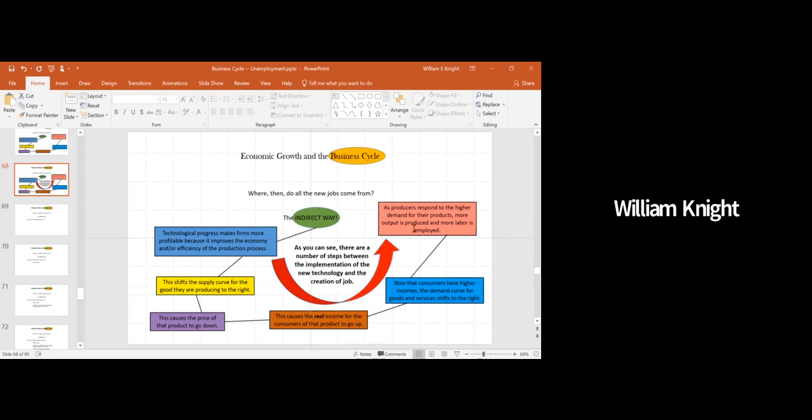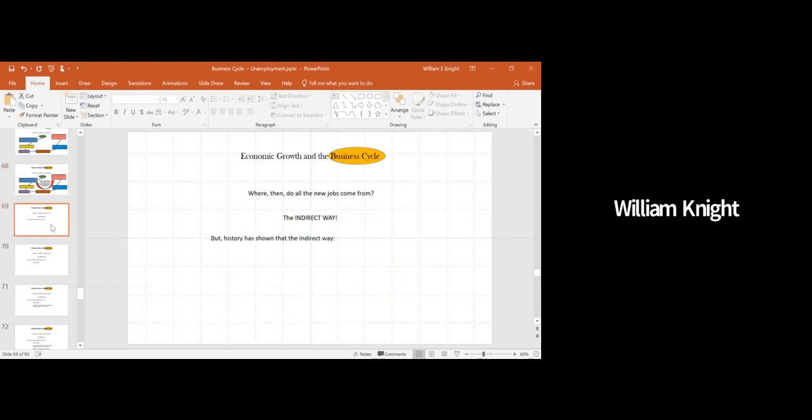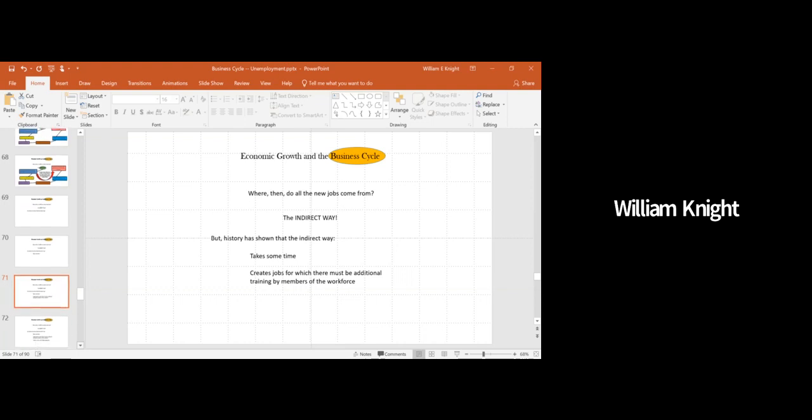Plus, people are going to have to learn how to operate the equipment, write the software, create the blueprints for the industrial robot, stuff like that. They're going to need training. And even if it's just gluing on fingernails, they're going to have to learn how to do that too. But history has shown that the indirect way takes some time, as is obvious. And it creates jobs for which there must be additional training by members of the workforce. So it's not immediate.